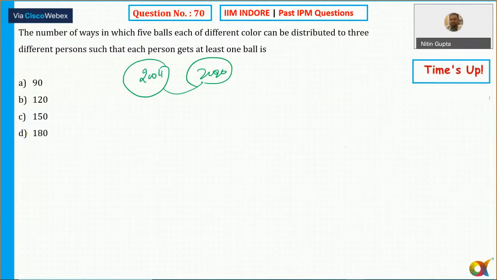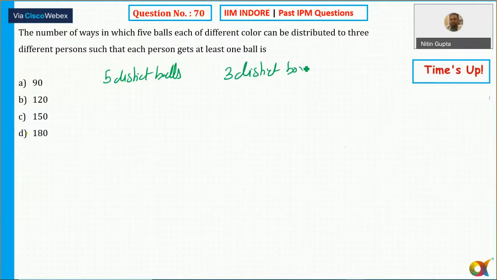Now the number of ways in which 5 balls each of different color are to be distributed among 3 different persons such that, so it is what, 5 distinct balls in 3 distinct boxes such that everyone gets at least one ball. You know there are a lot of methods I have discussed. There is one direct formula which I have discussed. Okay, 5 distinct balls which need to be distributed among, this is basically what, the 3 different persons. So 5 balls in 3 distinct boxes.